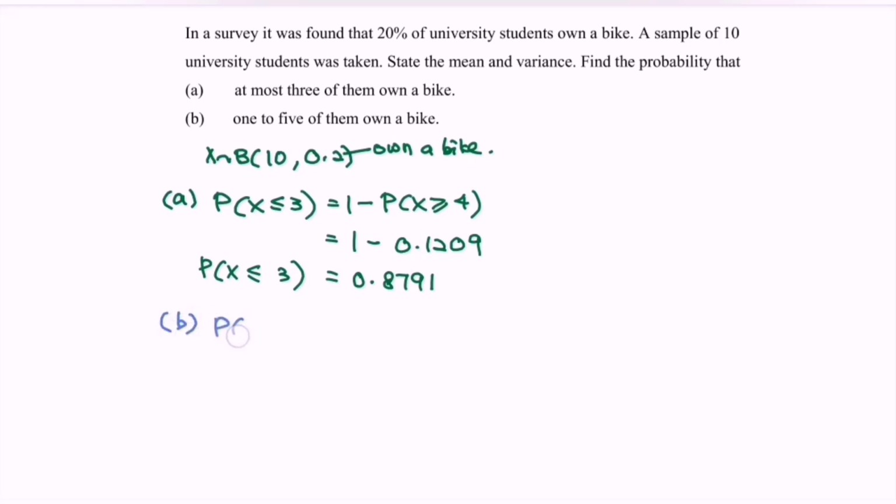So here we have the probability that the question said 1 to 5. Here mentioned 1 to 5 means that 1 is included, 5 is included. So refer to the formula. So here we have the probability that X is greater or equals to 1 minus the probability that X is greater or equals to 6. Refer to the table.